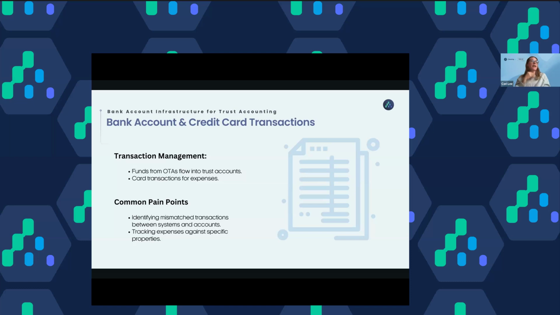So transactions, when we connect bank accounts and credit card transactions, the transaction management, the funds will flow from the OTAs or your payment processor into your trust account. And then you also have transactions for expenses. So when you're trying to code your transactions and keeping track of your expenses, there are so many solutions.